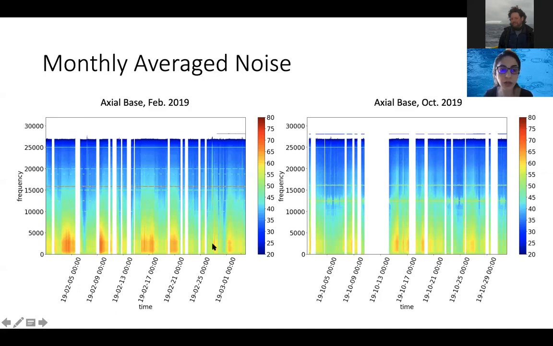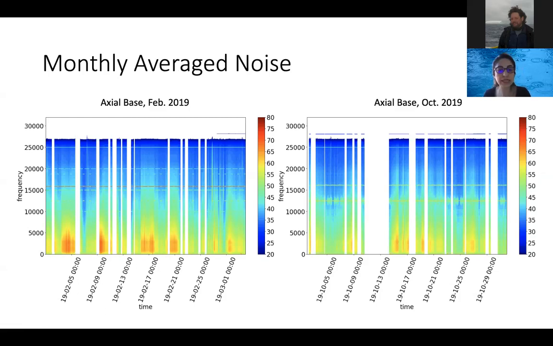month of hydrophone data in Axial Base location during February 2019, and this one shows the same data at the same location in October 2019. You can see the differences, right? You can see some rain happening here, and it's less during October. So it kind of makes sense. We should expect to see more rain in February compared to October. You can also see wind noise in both months. Sometimes it's higher and sometimes it's lower depending on the time, right?